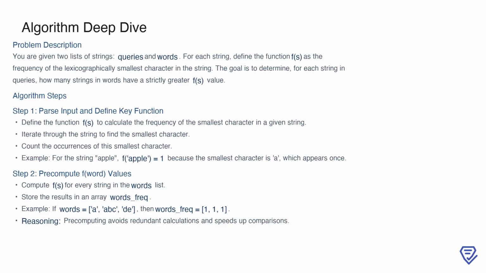To solve this, we start by parsing the input and defining the function fs. This function works by iterating through the characters of a string, identifying the smallest one, and then counting how many times it appears. Next, we pre-compute the fs values for every string in the words list and store these results in an array called words_frequency. For instance, if the words list is A, B, C, the smallest character in all strings is the character itself, and its frequency is 1 for each, so words_frequency becomes 1, 1, 1. By pre-computing these values, we eliminate the need for redundant calculations later, improving efficiency.